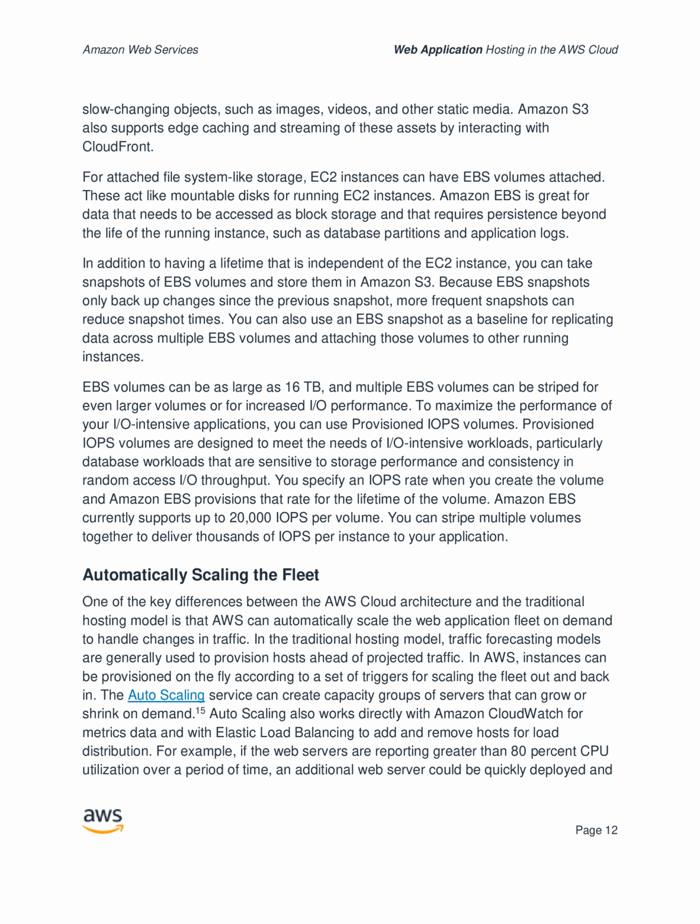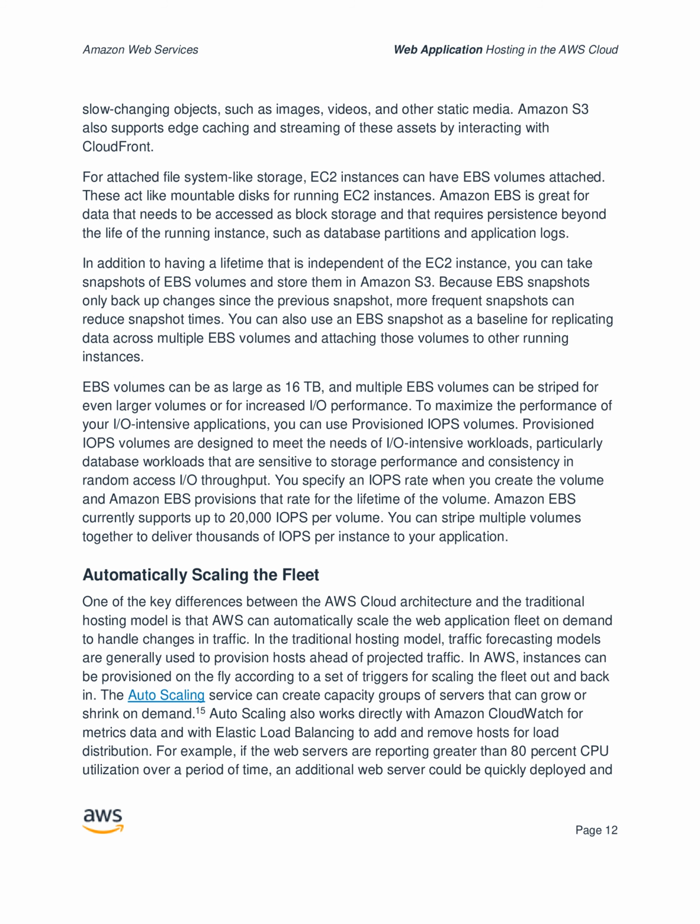Provisioned IOPS volumes are designed to meet the needs of I/O-intensive workloads, particularly database workloads that are sensitive to storage performance and consistency and random access I/O throughput. You specify an IOPS rate when you create the volume, and Amazon EBS provisions that rate for the lifetime of the volume. Amazon EBS currently supports up to 20,000 IOPS per volume.